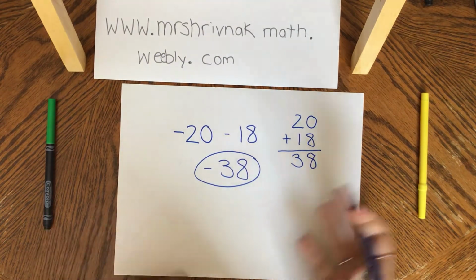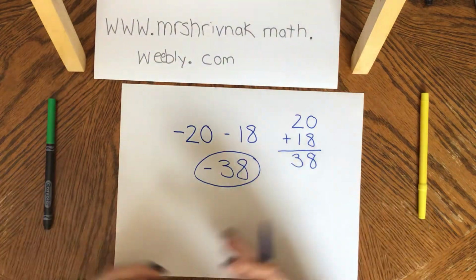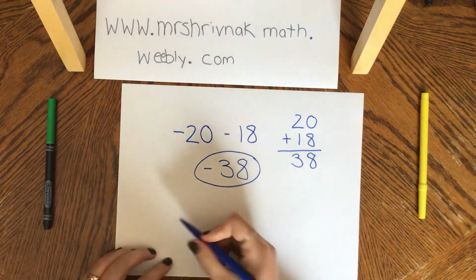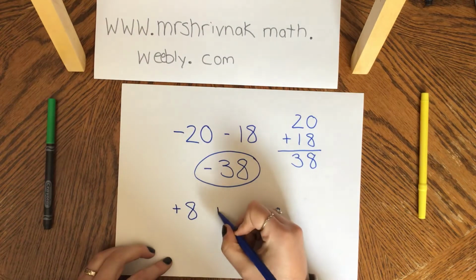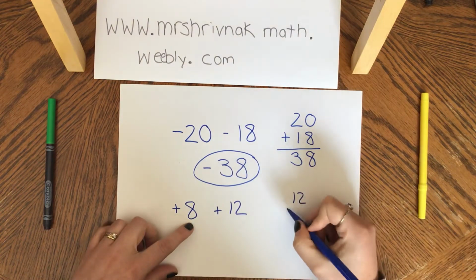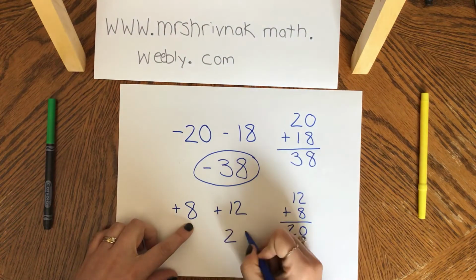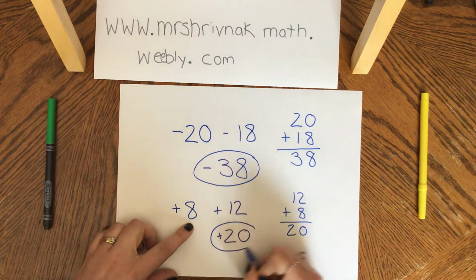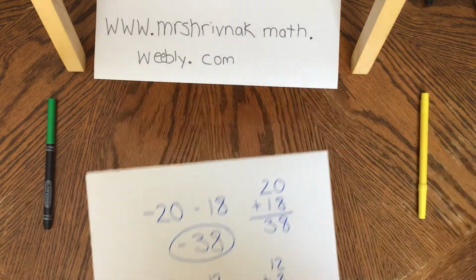So coming back to same signs keep and add, this is something that you've been doing for a long time before you ever had to talk about integers. You just had numbers that looked like this. +8 plus 12, they're the same. We keep and add. We have 12 plus 8, and we get 20. We keep and add, so we have +20. So all of these rules come back to what you already know.